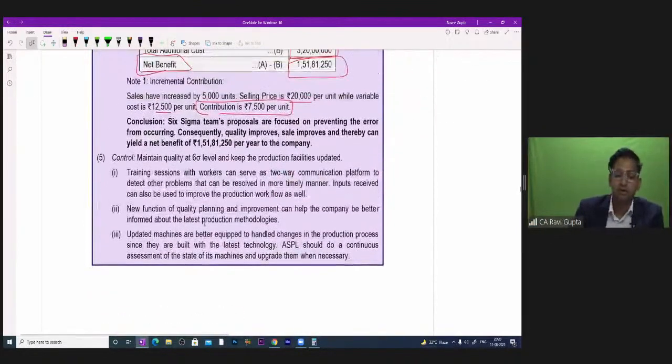Now moving to the Six Sigma team proposal, which is focused on preventing errors from occurring. Consequently, quality improves sales and thereby can yield a net benefit of 1 crore 51 lakh per year to the company. Control.